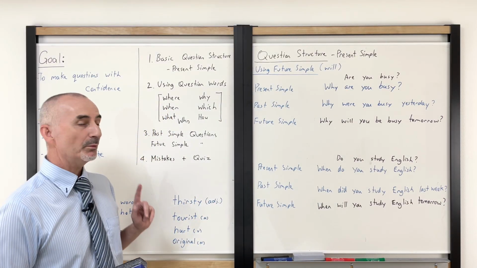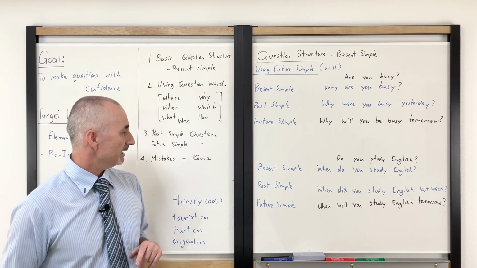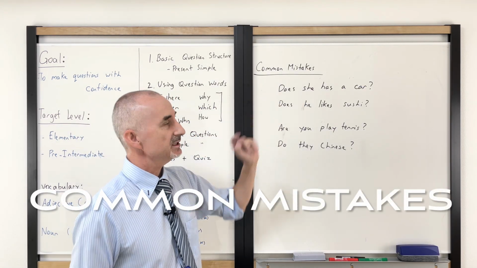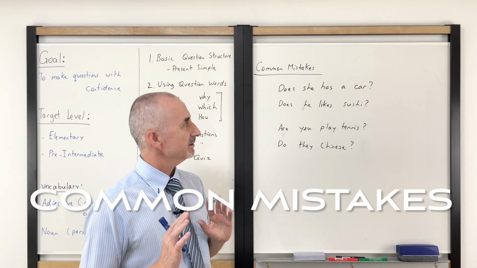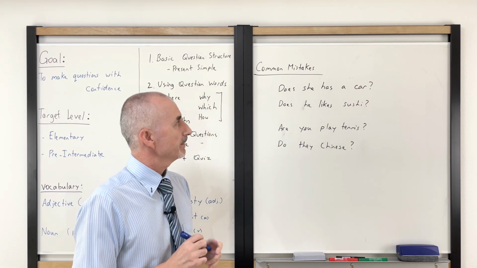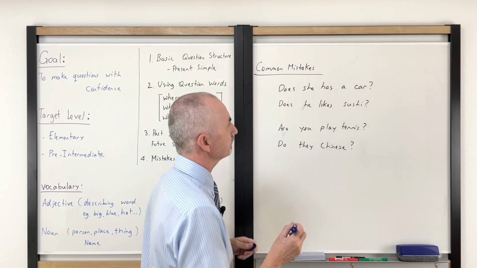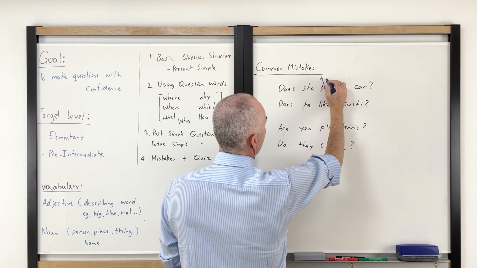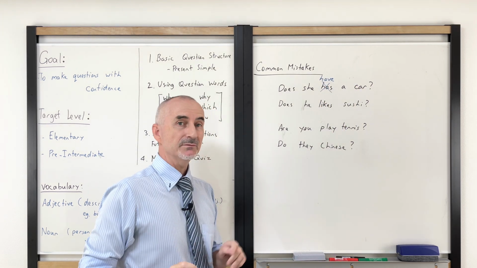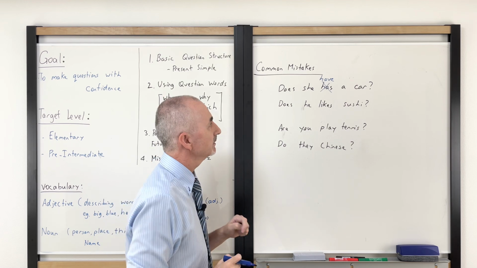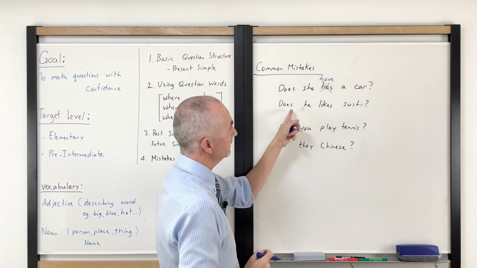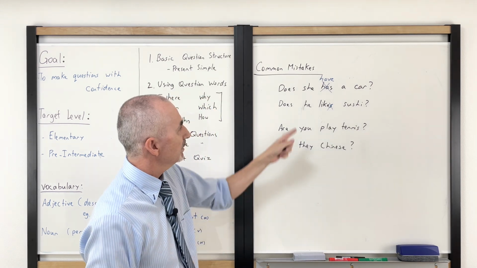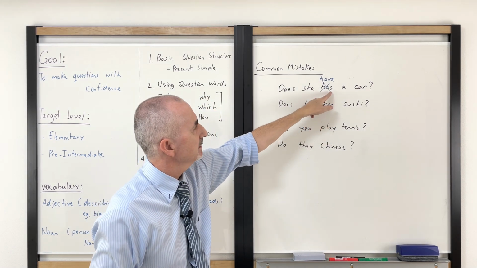Let's have a look at some common mistakes that students make, and we will also do a quiz. The first one says, does she has a car? So that is not correct, it is wrong. Can you see the mistake? It's here. It should be have. Does she have a car? And number two is the same. Does he likes sushi? It should just be, does he like sushi? We have the S here, so we don't need the S over here.